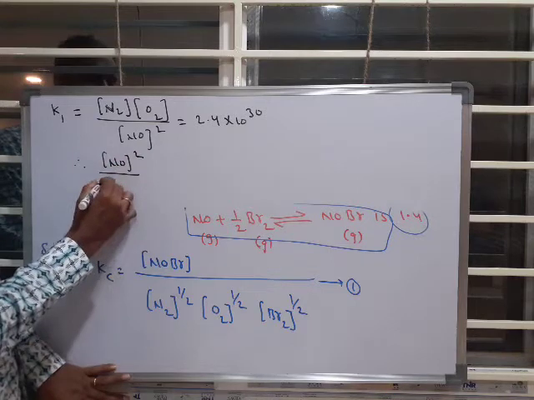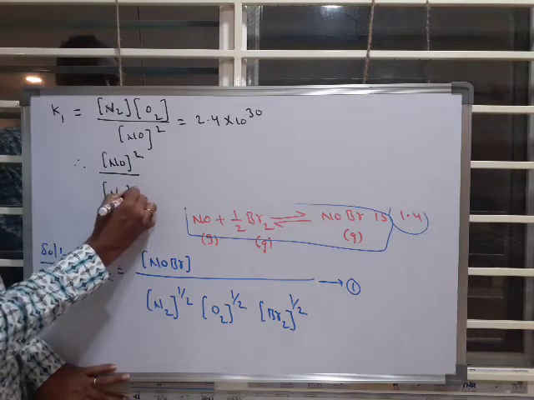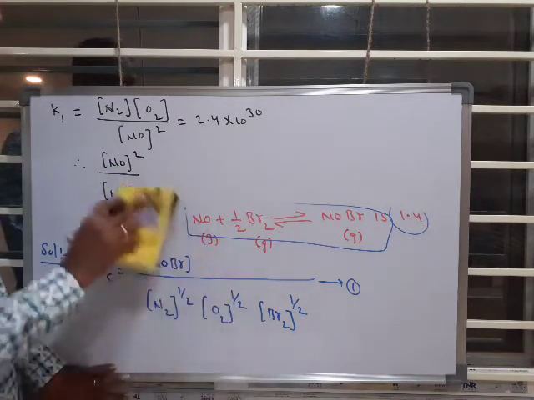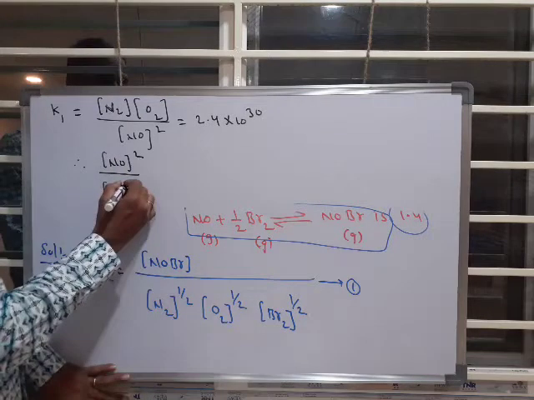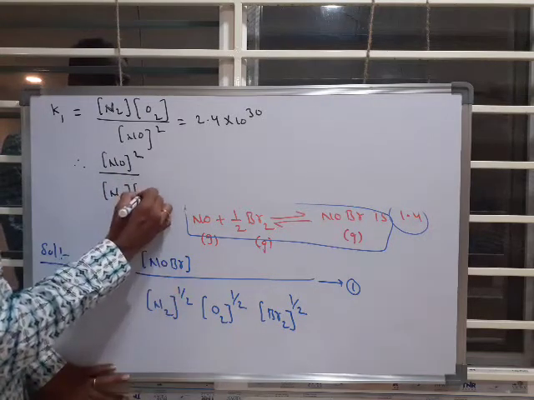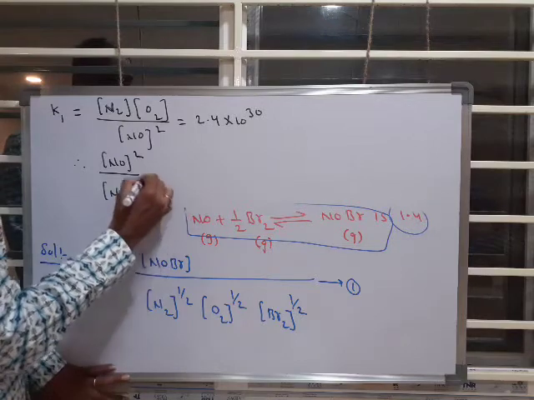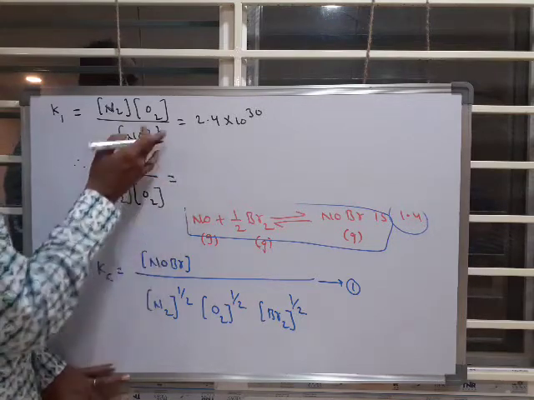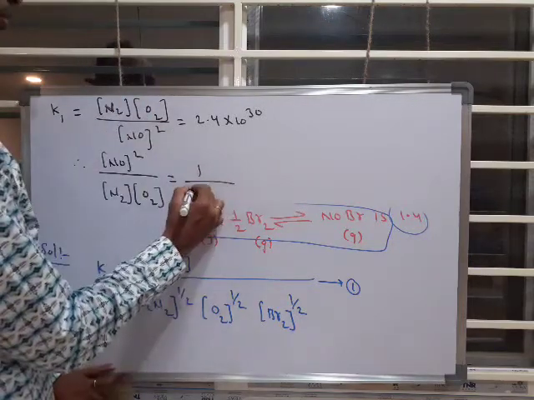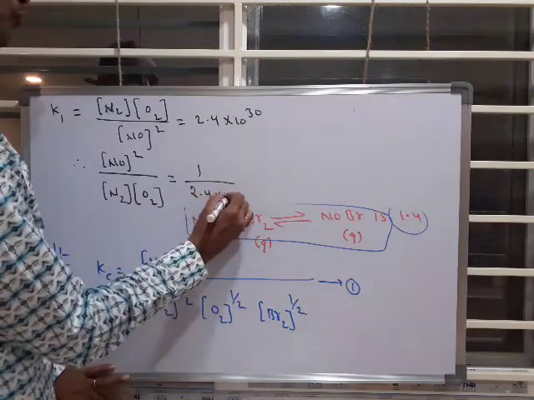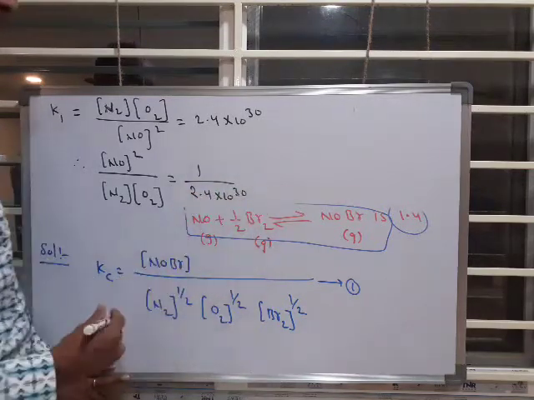We are reversing this. Why are we making the reverse? Because we are comparing it with the question. The information is being compared with the question. So now its value will also become the reciprocal: 1/2.4 into 10 power 30.